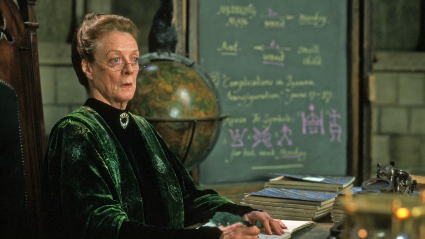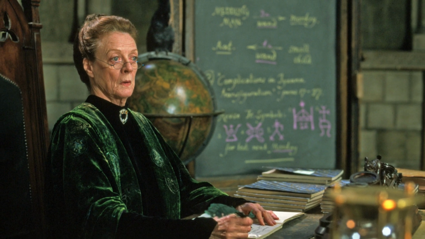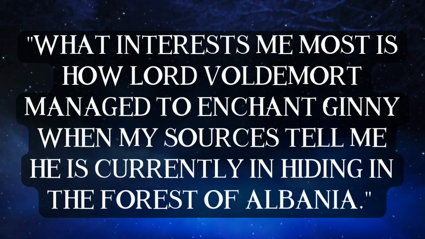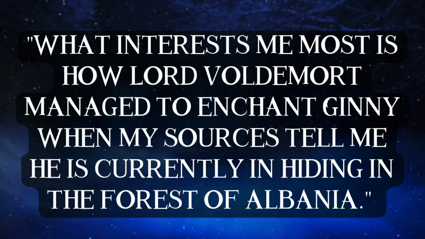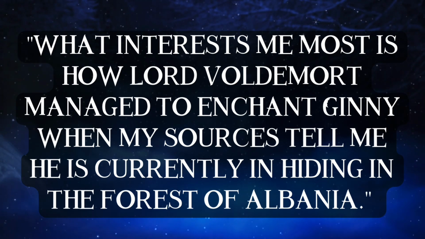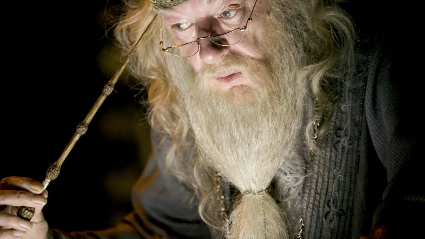When entering the office, Dumbledore is described as beaming, while McGonagall is gasping and clutching her chest. He knows. Harry then explains everything, leaving out the part of the diary and Ginny because he didn't want Ginny to get in trouble. When deciding what to say next, he looks at Dumbledore, who says, "What interests me most is how Lord Voldemort managed to enchant Ginny when my sources tell me he is currently in hiding in the forest in Albania." He knows.